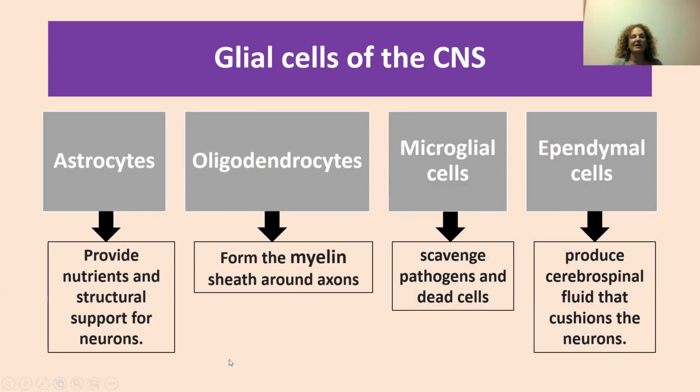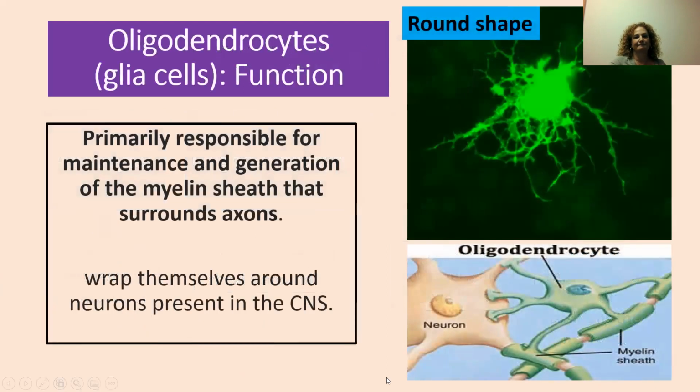So these are 4 examples of glial cells within the central nervous system. The astrocytes and oligodendrocytes are known as the macroglial cells because of their size and distribution. And you've got the microglial cells as well as the ependymal cells. So let's begin with the oligodendrocytes.